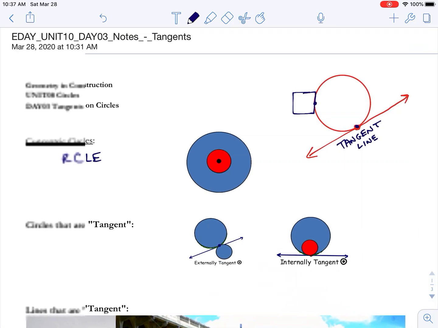So we're going to be looking at Unit 8 Circles, Day 3, Tangents on Circles notes today. You can download this. I notice I did not erase everything completely. And just get to it.